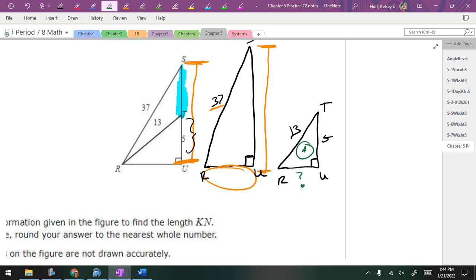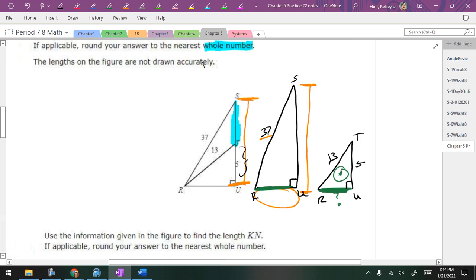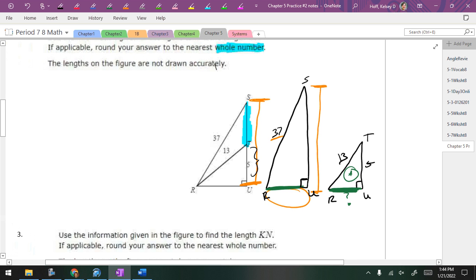Right, they're the same side, agreed? Those two triangles overlap this. So if I could figure out RU on that right triangle, technically that's RU on the left triangle, yes? Okay, so Will, what were you going to set that up as to find RU?